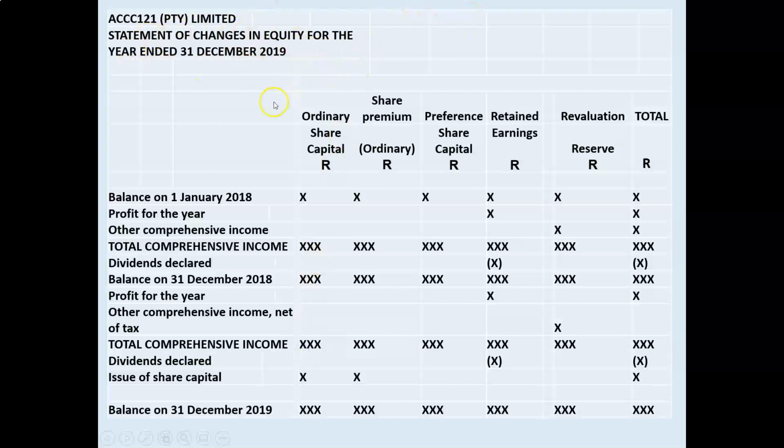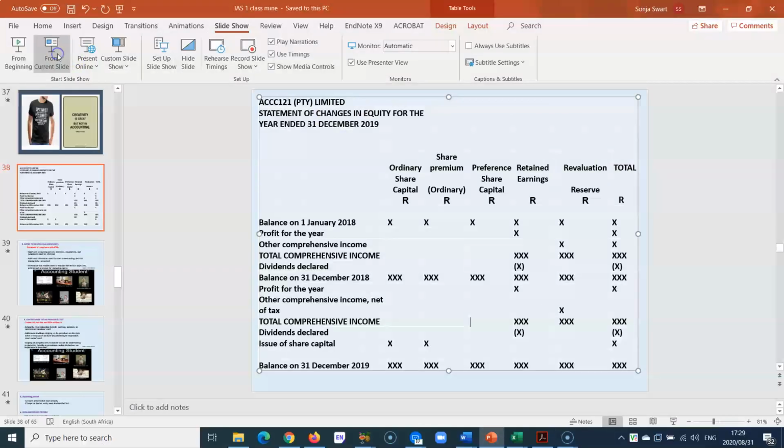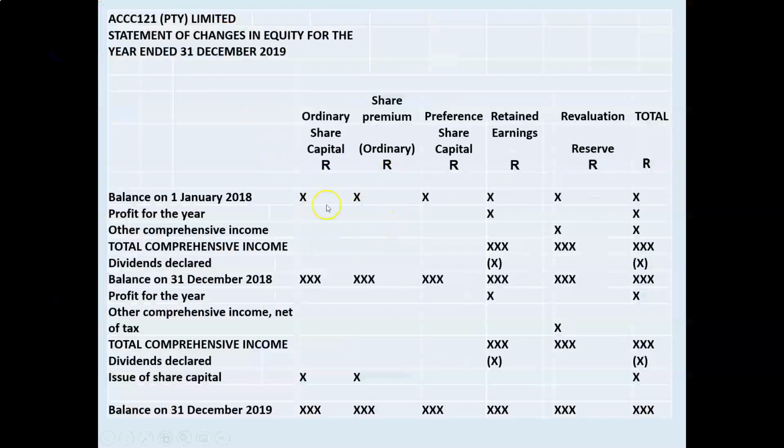Let's have a look at what a statement of changes in equity looks like. Each one here is a component of our equity. So one component is our share capital that we've issued. There we will start with our balance at the beginning of the year. We will add all movements that took place during the year. Now, in this specific example, there were no shares issued. But if there were shares issued, you would have had a share issue here. And obviously, it would have increased the value. Oh, here it is. Issue of share capital. It would have increased the value of our share capital account.